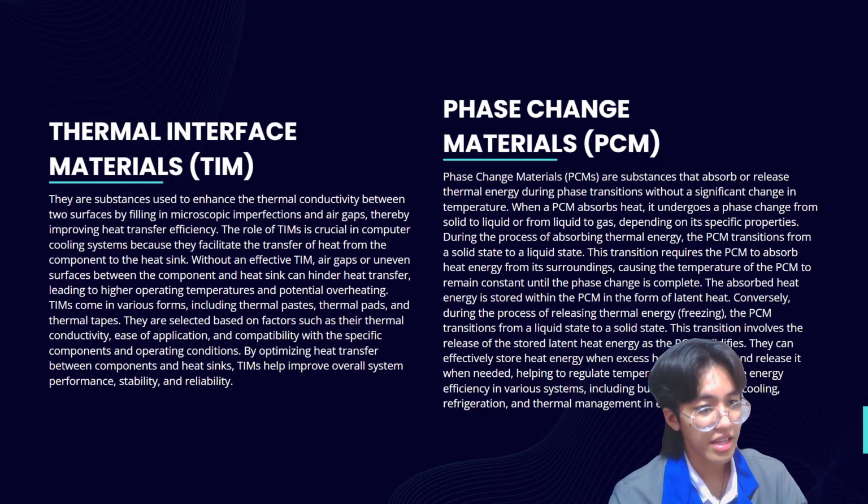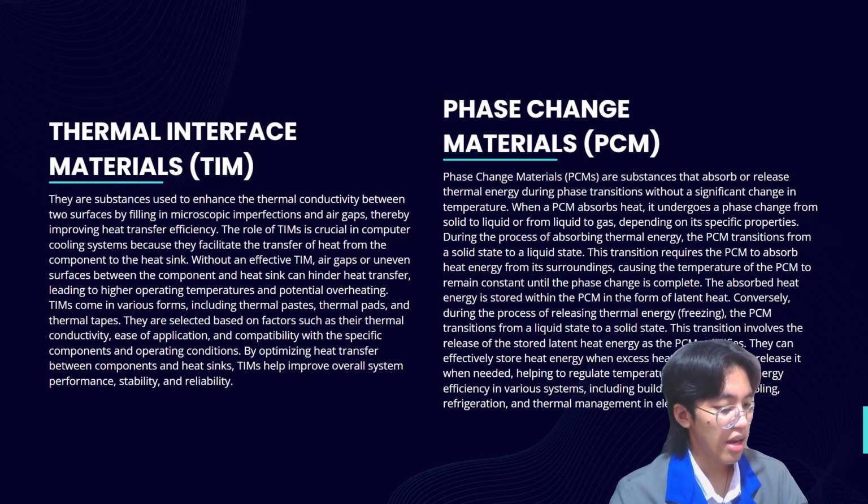While on the other hand, phase change materials absorb and release thermal energy by changing phase from solid to liquid or liquid to gas and vice versa. They are often used in passive cooling systems and thermal energy storage applications. They can absorb heat while transitioning from solid to liquid phase and release heat when transitioning back to solid phase. Phase change materials provide thermal buffering and temperature regulation, so they offer more stable temperature control in various scenarios.